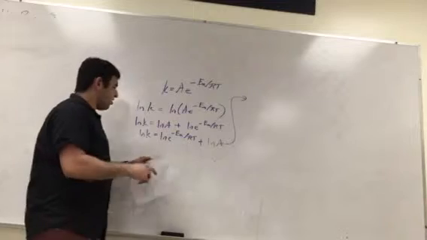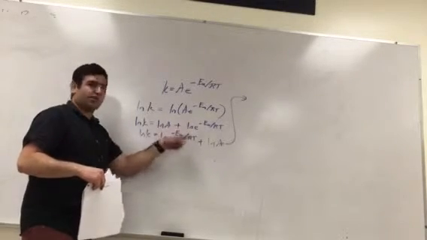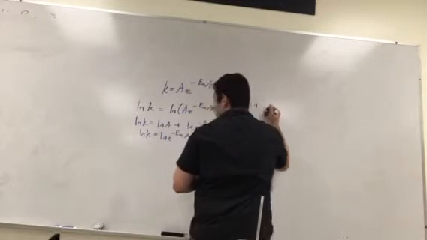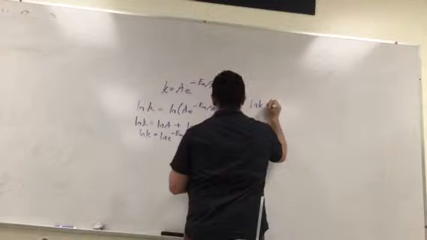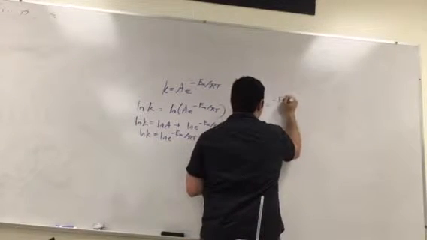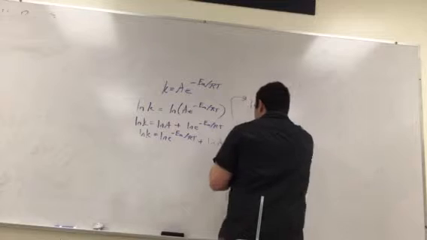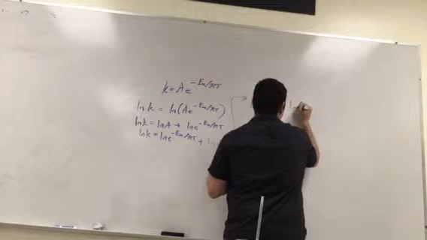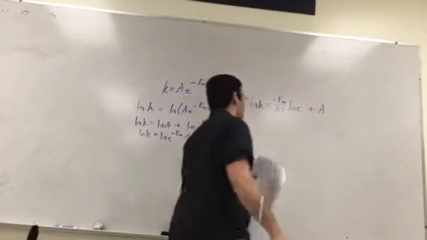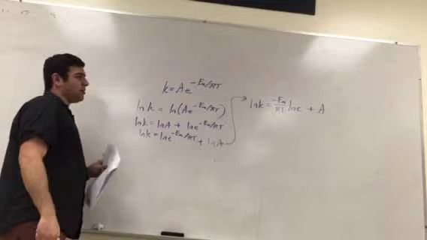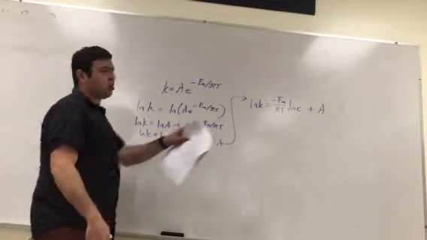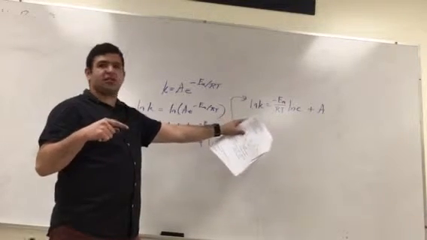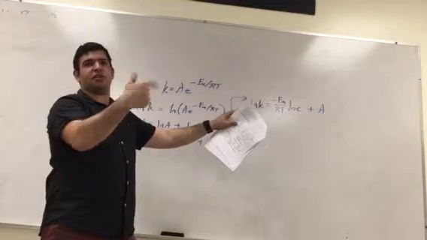So again, if it's like this, I can bring the exponent out to the front. So I'm gonna just say natural log K equals negative EA over RT plus natural log A. Does that make sense? Natural log e is equal to 1, right? E to what power equals e? 1, e to the first.